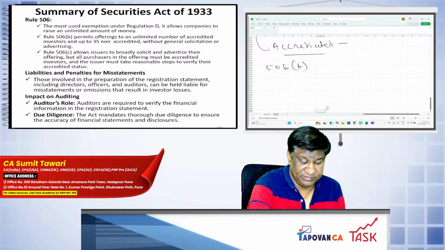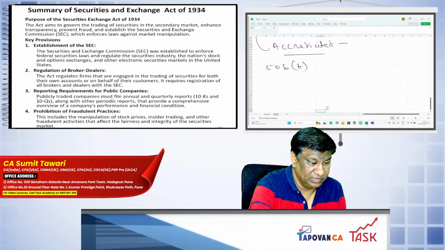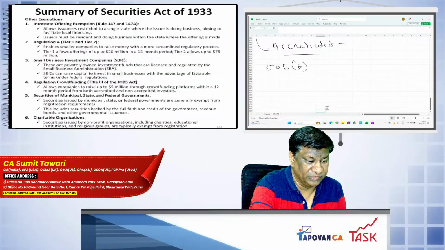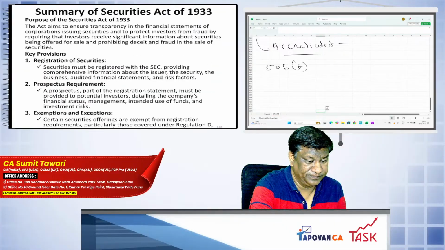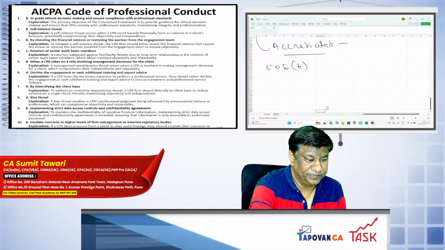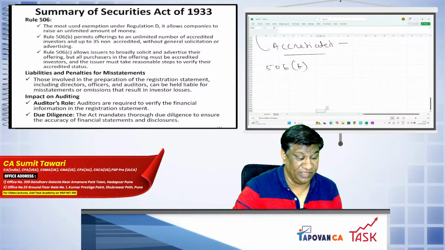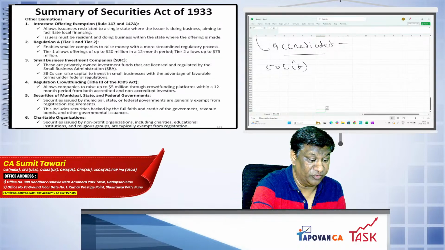Okay. Just a minute. Accredited. Okay, it is not given. Okay, I'll finish 506 B and C, and then I will give the accredited and non-accredited.